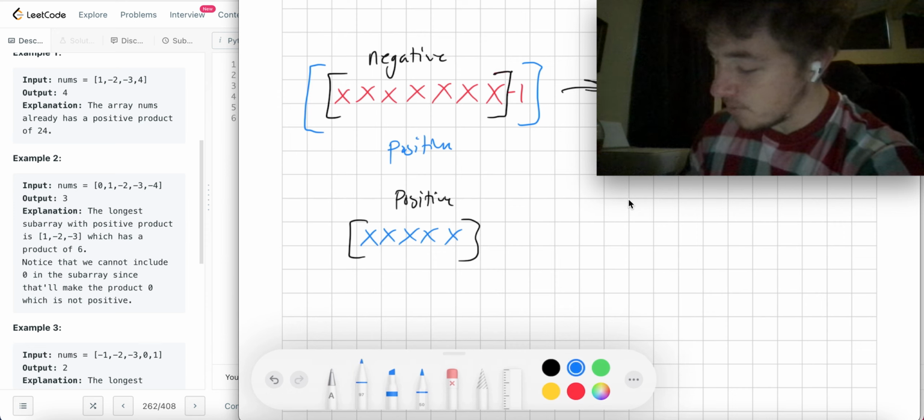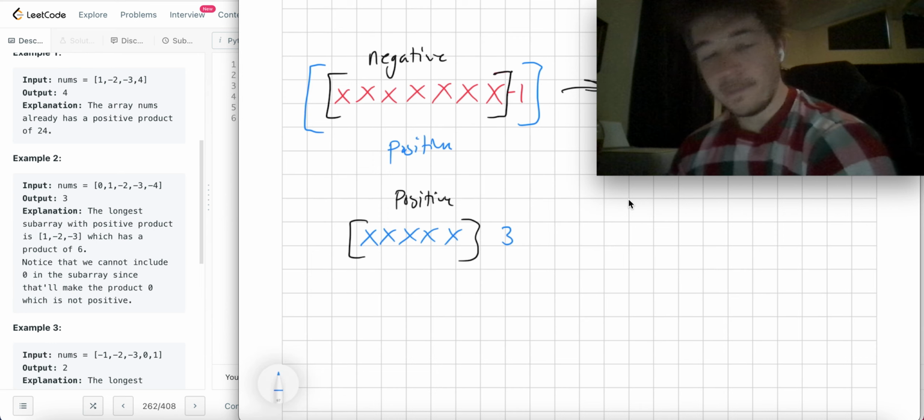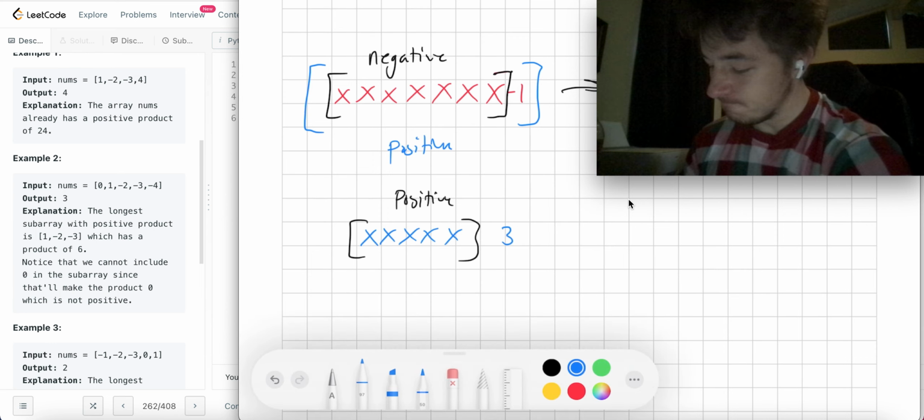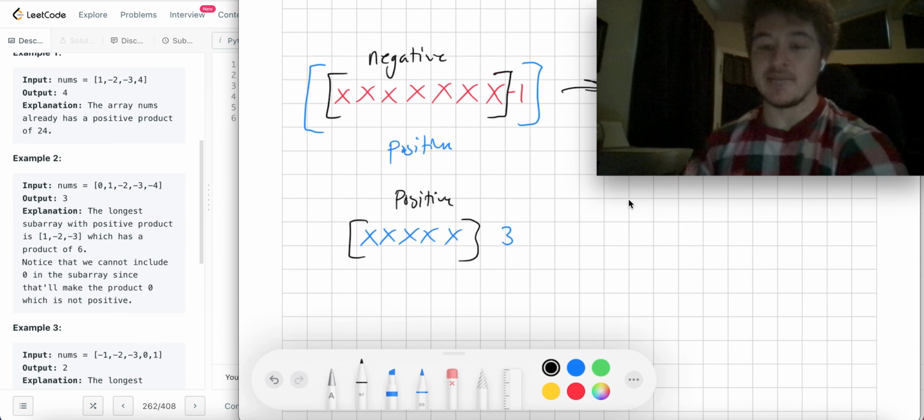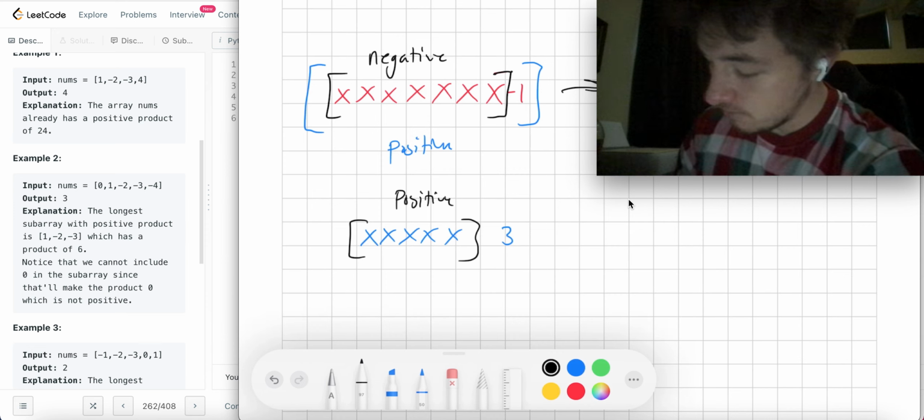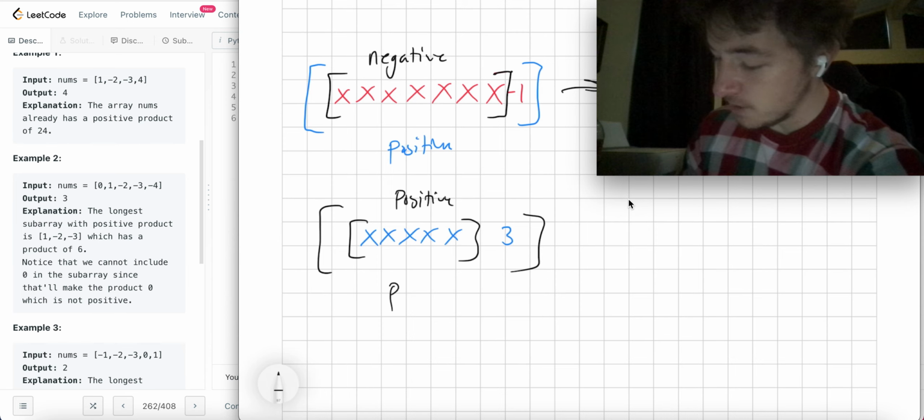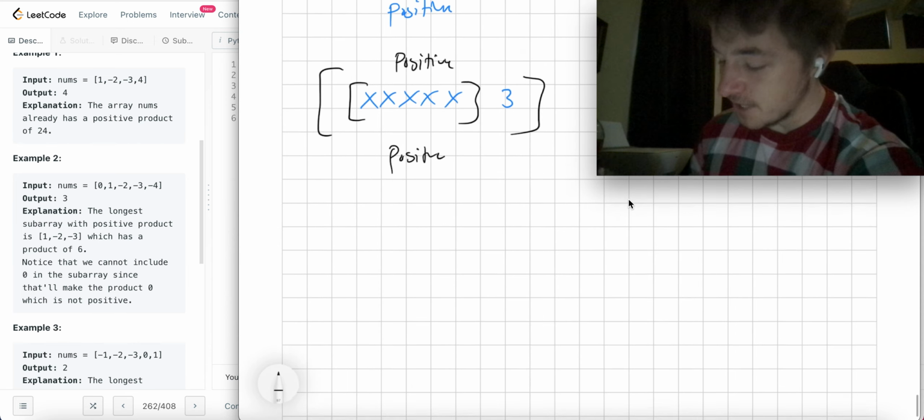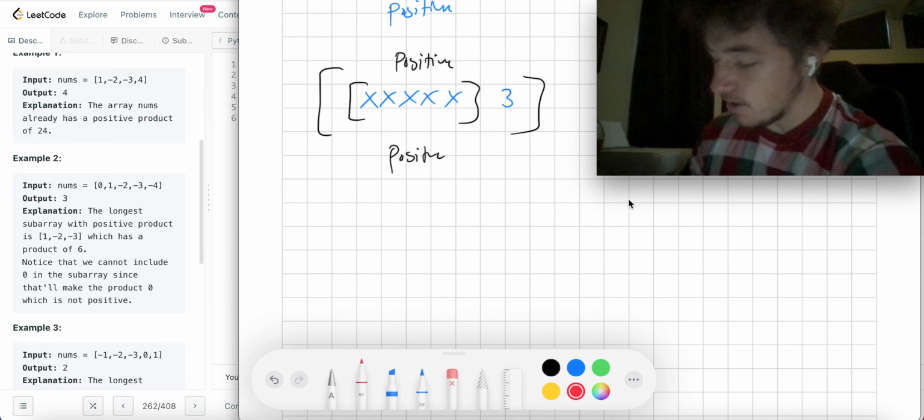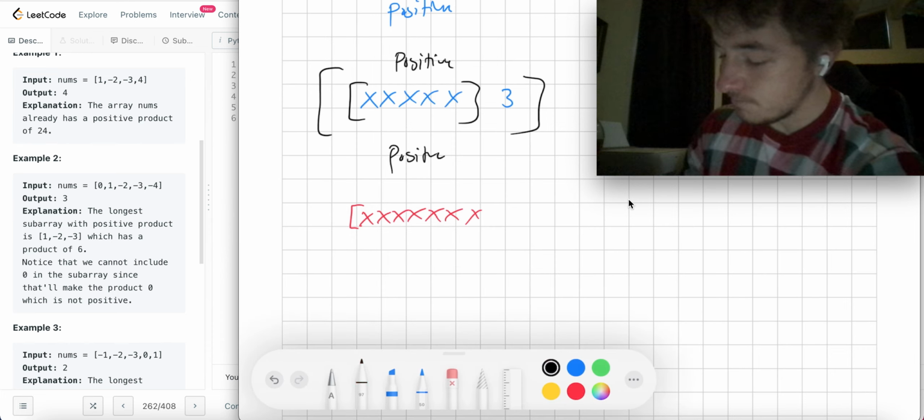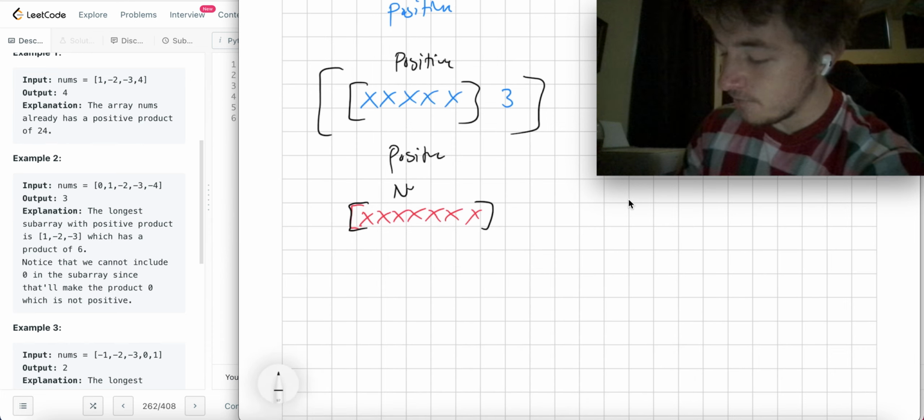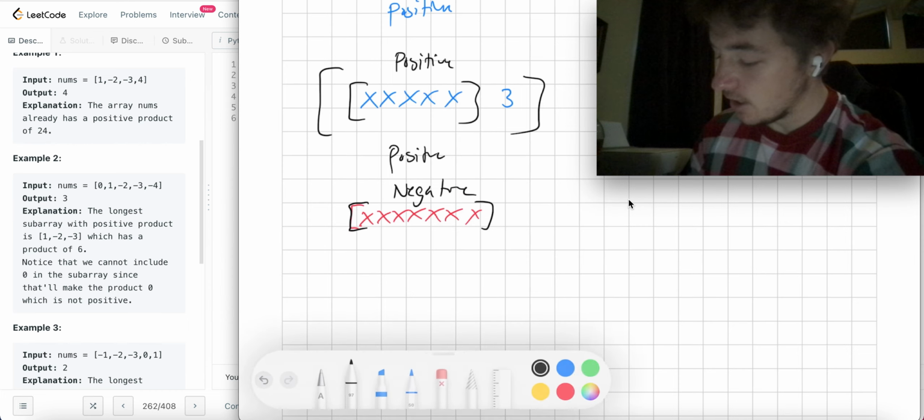If you attach a positive number like 3, it stays positive. So if you attach a positive number to a system of positive numbers, when you multiply, it's still positive. So this new system is also positive. What if you do the same thing for a negative system? So what if all these numbers are negative?